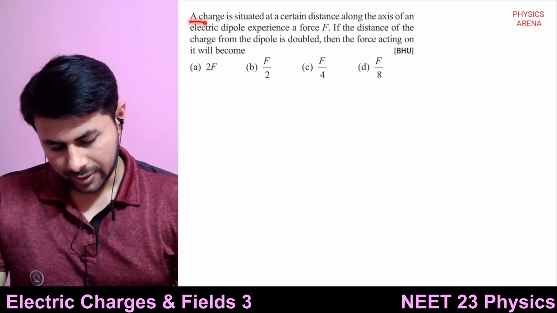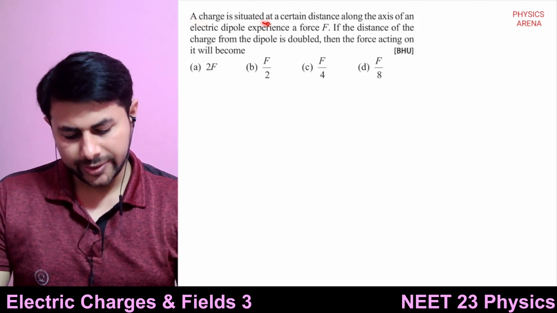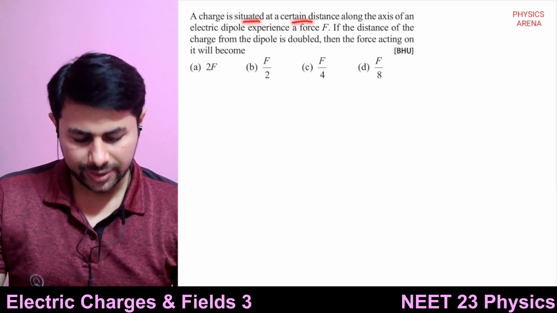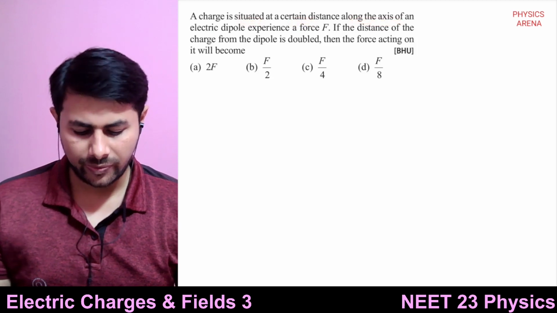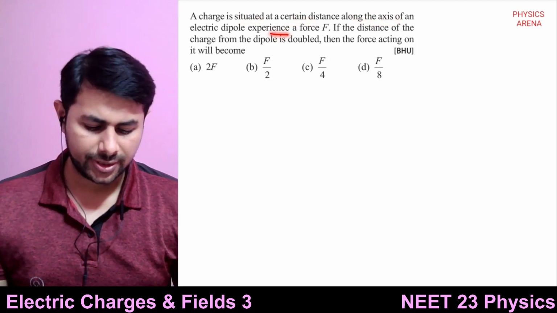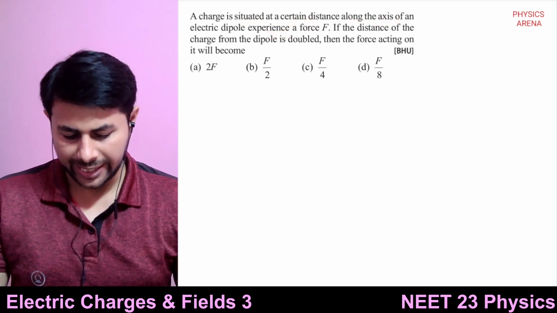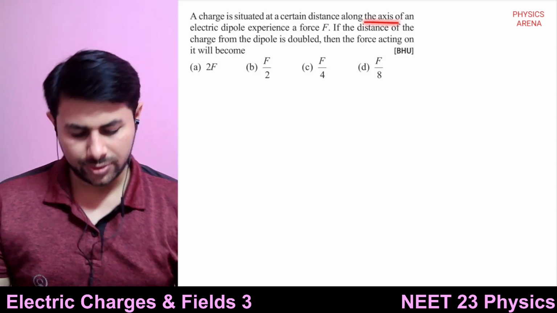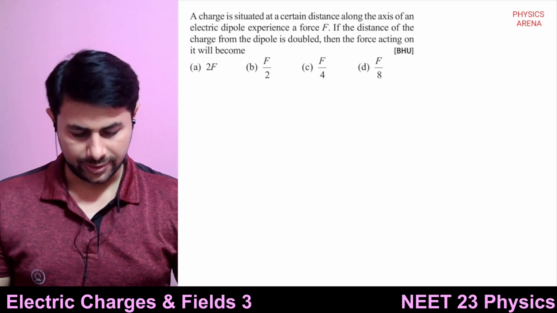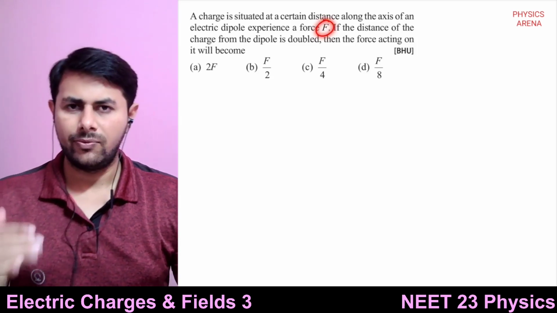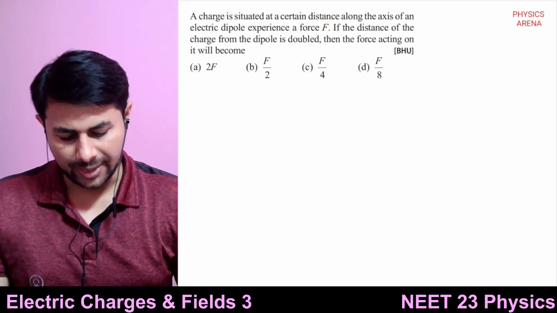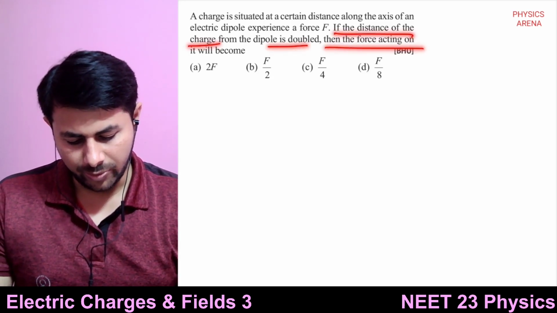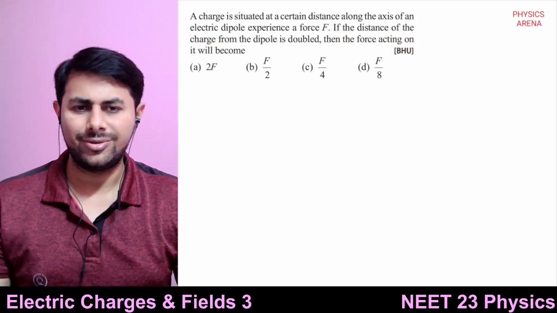Next question. Charges situated at a certain distance along the axis of electric dipole experience a force F. Okay. So when charge is on the axis, it experiences force due to dipole. It is F. If the distance of charge from dipole is doubled, then the force acting on it will become. Tell me.